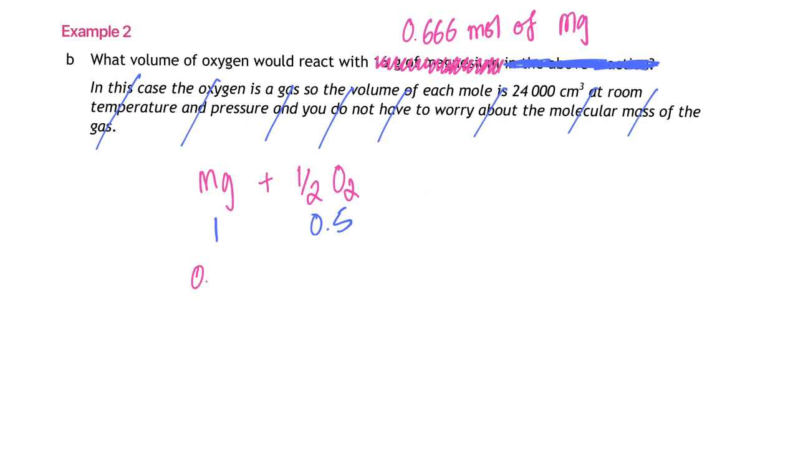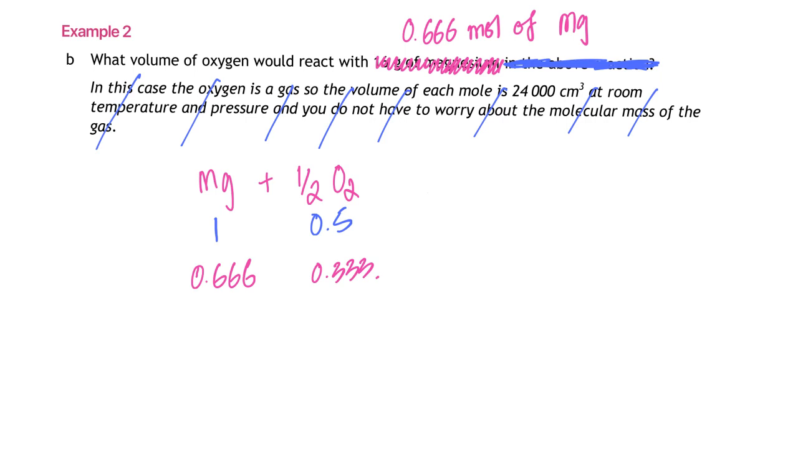is if I have 0.666 of this, I'll have how many moles of these? For every one, I need half. So for every 0.666, I'll need blank. Well, you know the drill. And it's going to come out to be half of 0.666, which is 0.333. ठीक है? And that's it, your question is done.